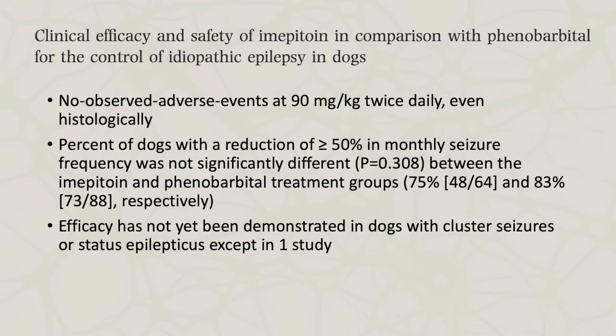So as a general rule, if a patient is less than 2 years of age when they start having seizures, if it's related to idiopathic epilepsy, those patients are better off on phenobarbital. If they're over 2 or 3 years of age when they start having seizures, it seems that the majority of those patients will respond positively to imepitoin.